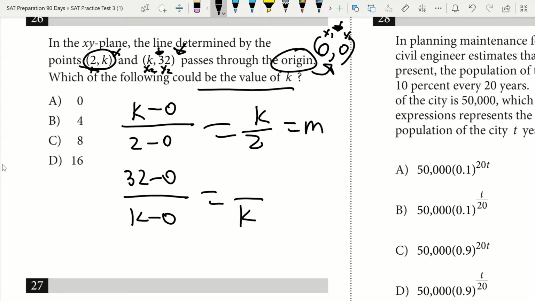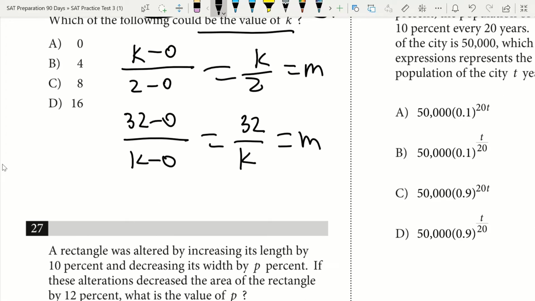It doesn't matter which one's first, which one's second. It just matters that they're the same for the pair of points. All right, so in this case, we're going to have 32 over k. So at this point, we know that both of those are going to be equal to our slope. So now what we can do is set them equal to each other and then solve for k.